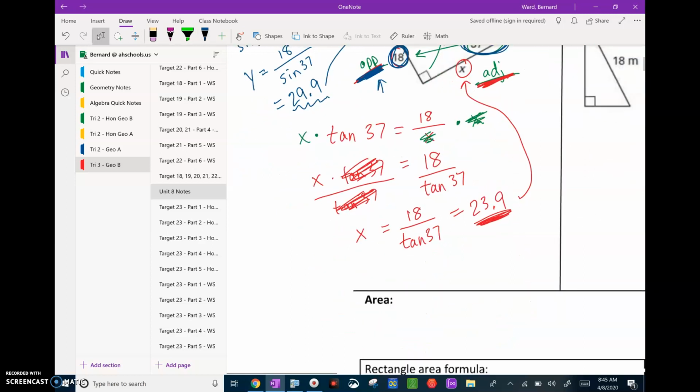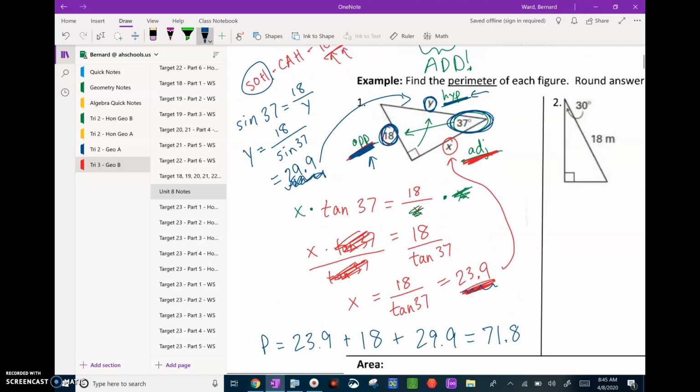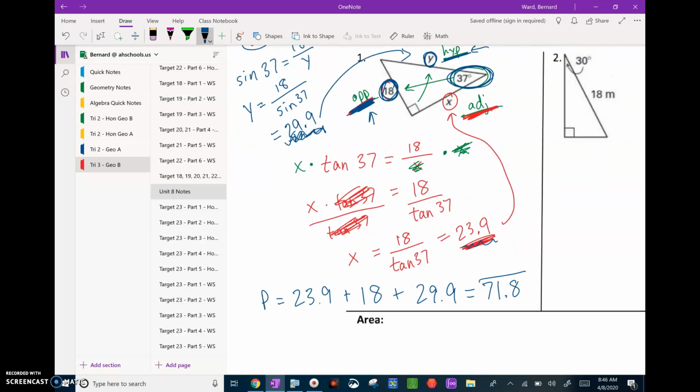And then our answer for the perimeter is going to be all three sides added together. The x side, which was 23.9, plus our 18 plus the y side, which is 29.9. And if we add all of those together, we should get roughly 71.8. There are no units, and so we will just box that. The perimeter is 71.8.